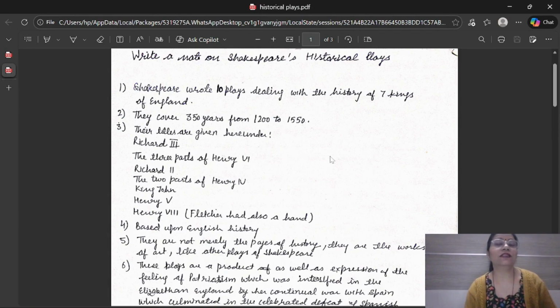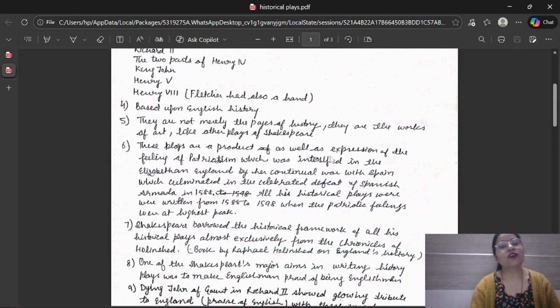to 1550. Their titles are given here: Richard III, the three parts of Henry VI, Richard II, the two parts of Henry IV, King John, Henry V, Henry VIII, which he wrote with the help of Fletcher. So these all are the 10 plays, including three parts and two parts. In 10 plays he wrote the story of seven kings. So these all are based upon the history of England.